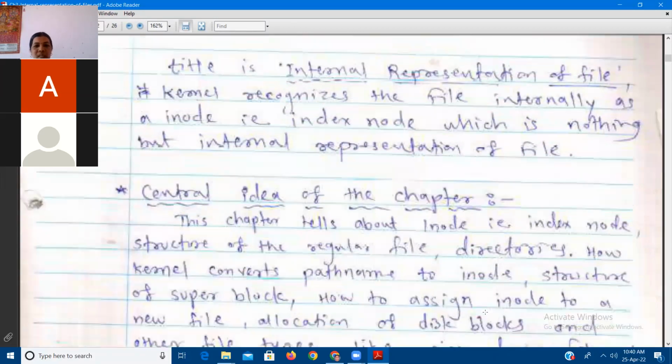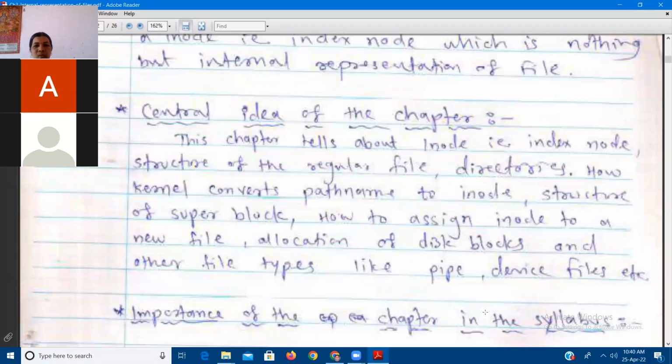Next, central idea of the chapter. Throughout this chapter, we are going to cover two types of inodes. One is called a disk inode, and another is called the in-core inode. So these two types of inodes we are going to cover.